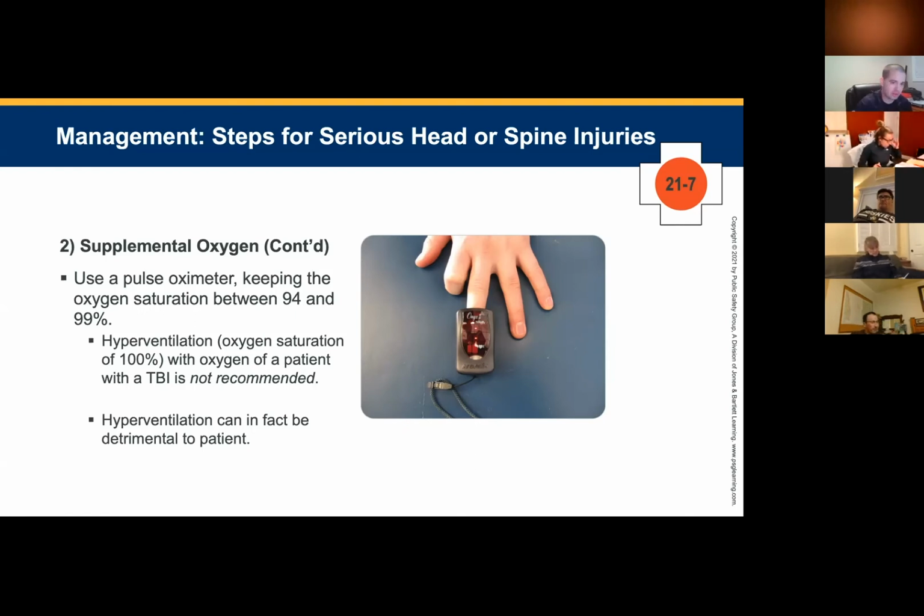Also, we always try to achieve a pulse oximetry between 94 and 99%. The reason for that is to prevent over-oxygenation. There can actually occur a situation where you over-oxygenate somebody. If you have a pulse oximetry of 100%, you can't tell if you're over-oxygenating, whereas if you're at 94 to 99%, you're right within that target of where you want to be.